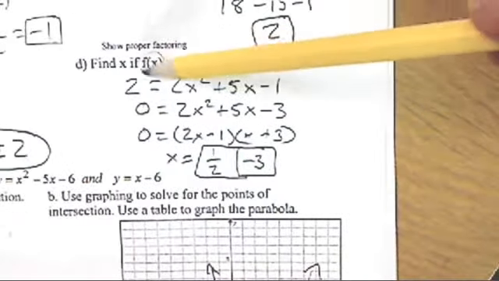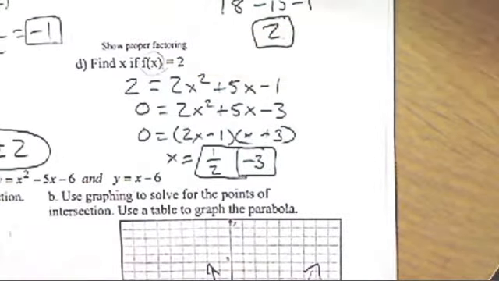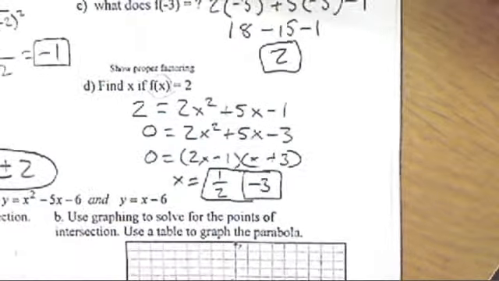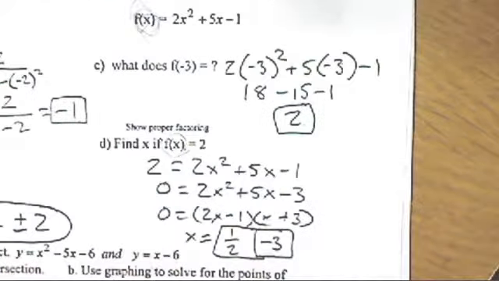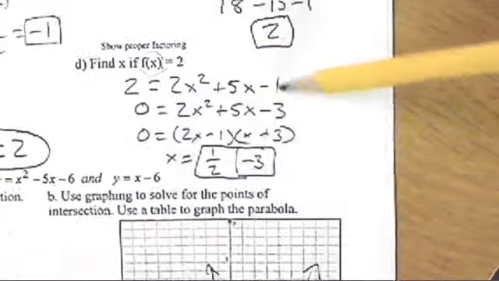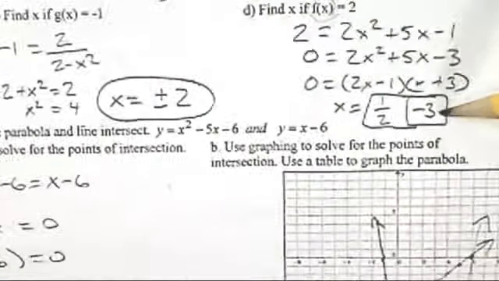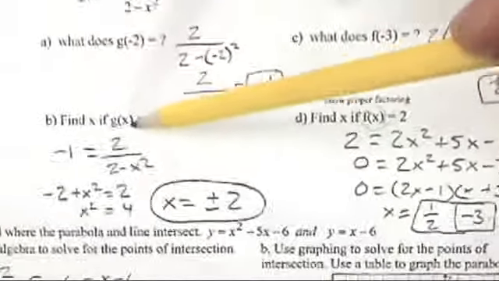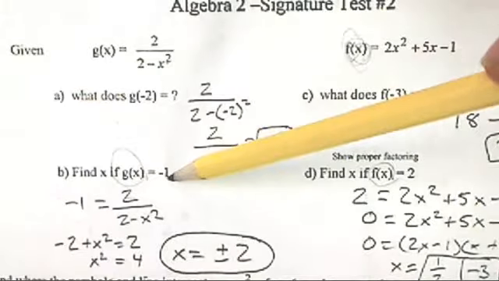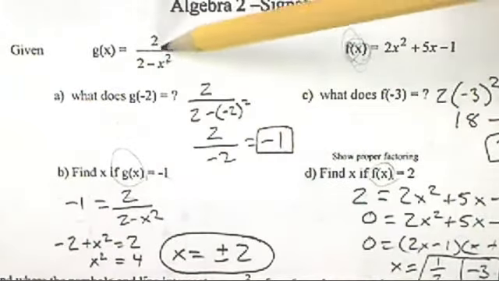When f of x is equal to 2, then you replace f of x with 2, and then you solve. G of x is equal to -1. Plug it in, and then you solve.